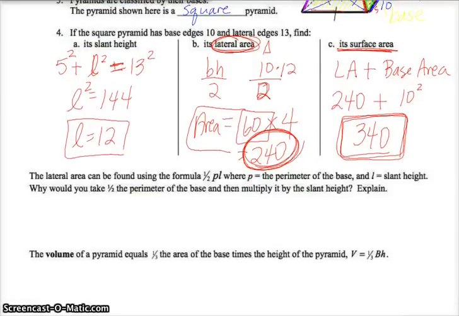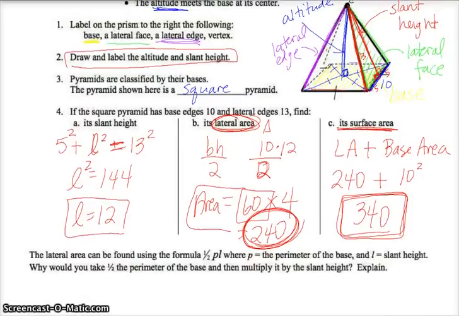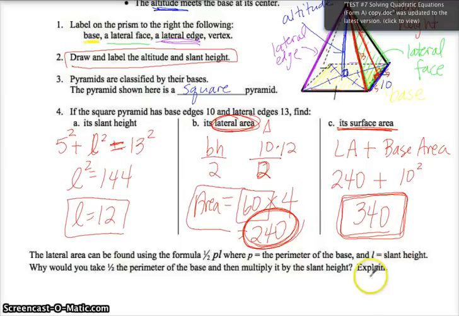Okay, the lateral area can be found using the formula 1/2 PL. Okay, let's see if that's true. 1/2 PL, where P is the perimeter of the base, times L, the slant height. You would take 1/2 the perimeter of the base and then multiply it by the slant height. Well, let's see if that works.